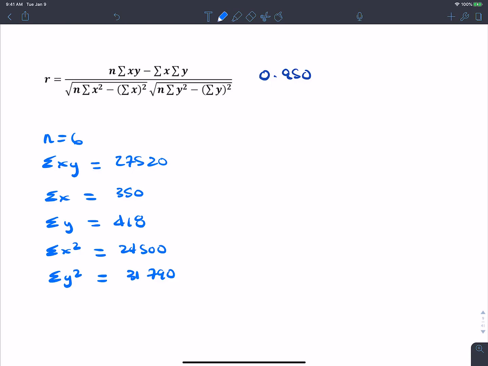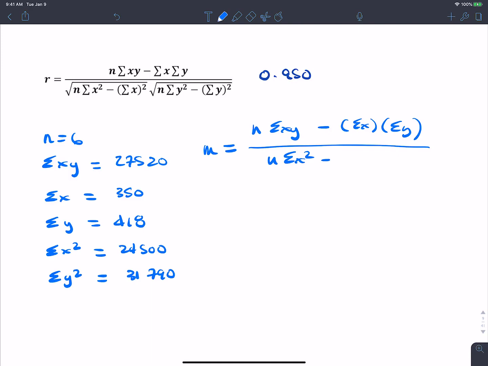All right, now we need the slope. Is that right? Our slope formula. M is n sum xy minus sum x sum y over n sum x squared minus sum x squared. Okay, you guys okay with that? Isn't that our slope formula? Okay, so let's plug these things in.